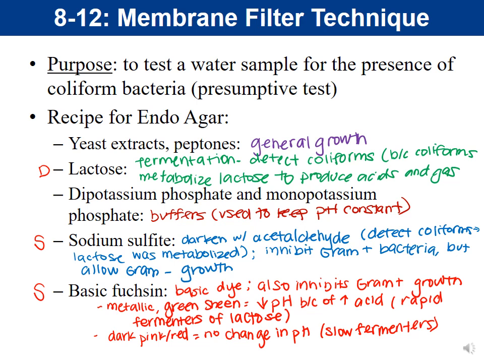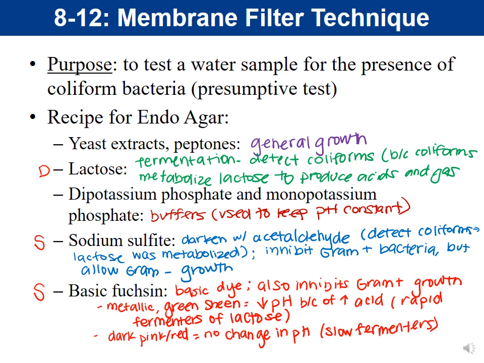So if the organism utilizes the lactose, remember that they're going to produce the acetaldehyde. The sodium sulfite is going to darken with acetaldehyde. So if lactose is fermented, the sodium sulfite is going to darken with acetaldehyde, and you end up with colonies that are dark in color. So any dark in color colonies would be coliforms. But we can take it a step further and also look at the change in pH.